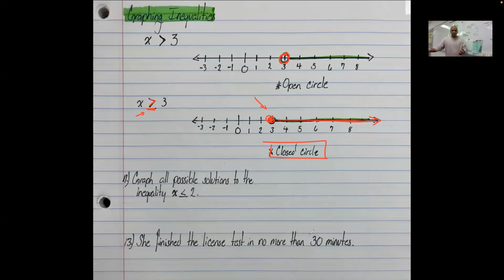Now, obviously, if this had said x is less than 3, then I would have an open circle, but I would highlight to the left and just put an arrow to show that any number less than 3 works. And obviously, if x was less than or equal to 3, then I would have a closed circle because it can be equal to 3. Closed means I am selecting 3, it can be 3 or anything less than 3.